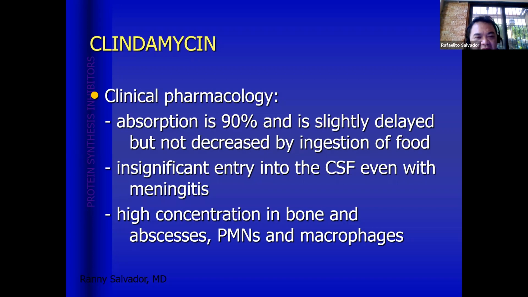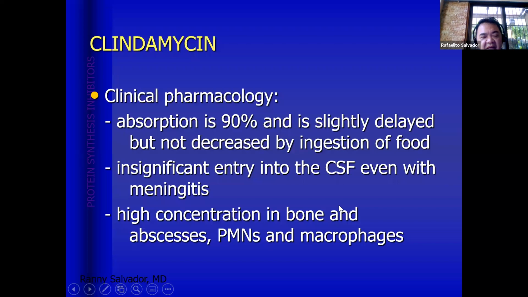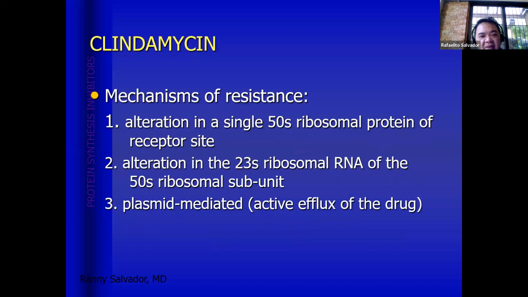It can be given orally, but it is not given in anaerobic infection of the CSF. And it has high concentrations in the bone and abscesses, and in PMNs and macrophages. So the advantage over anti-staph drugs like amoxicillin plus clavulanic acid is that it has anaerobic activity.